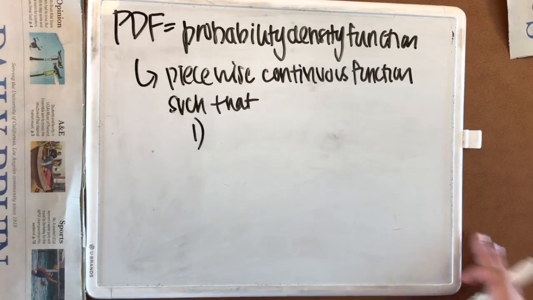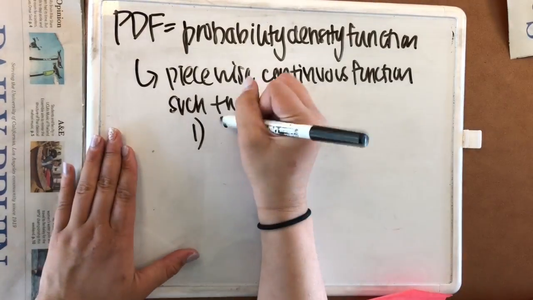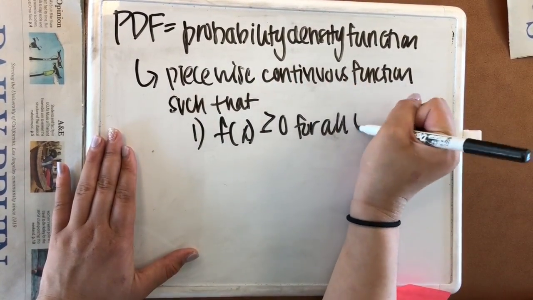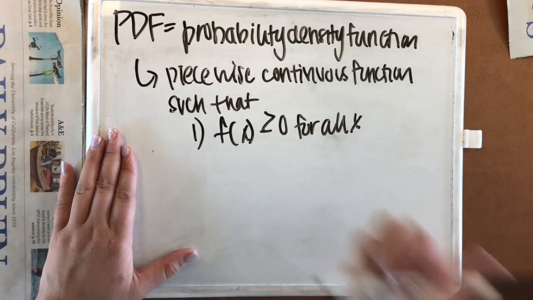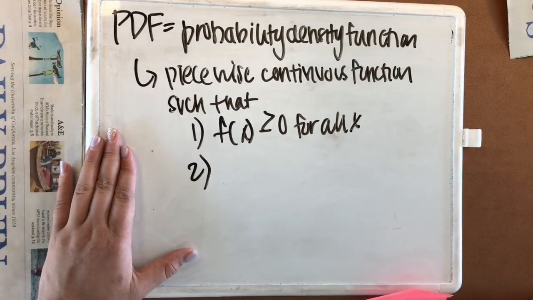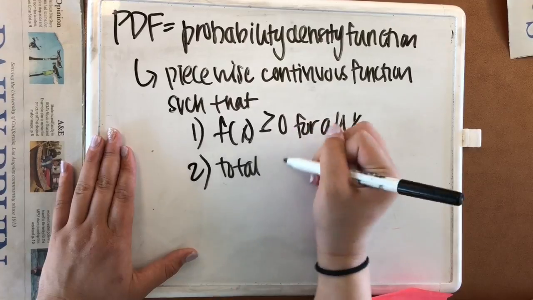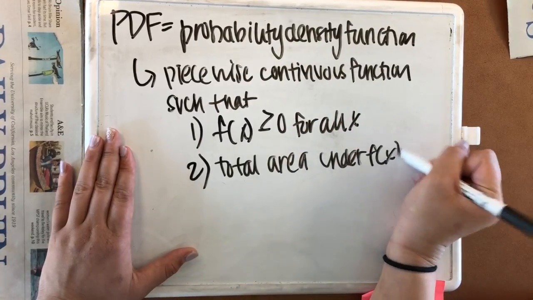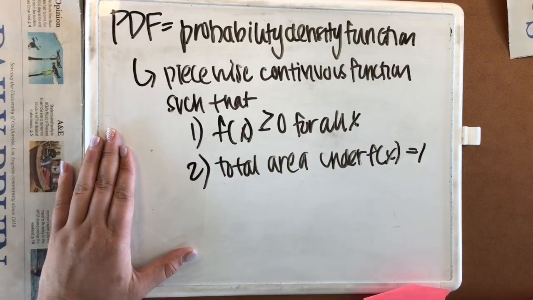So we'll start with some basic definitions. A probability density function, or a PDF, is a piecewise continuous function f of x such that 1. f of x is greater than or equal to 0 for all x, that is, the probabilities are non-negative, and 2. The total area under f of x equals 1, that is, the area under the histogram is equal to 1.